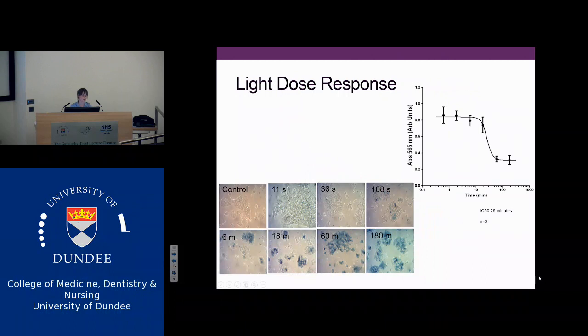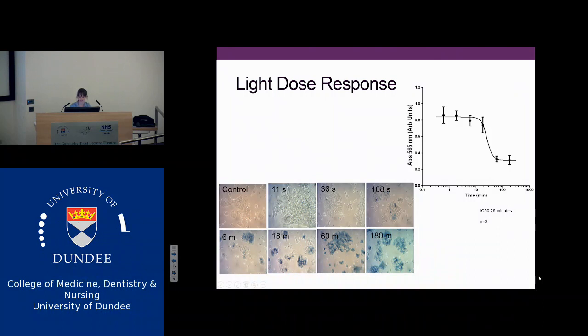We then went on to perform a dose response with increasing exposure of light to the HaCaT cells in methylene blue. You can see from the increasing time that the cells become initially blue in the nucleus, indicating they're alive, and when it becomes minutes, they become more blue throughout, indicating they're no longer viable. With the MTT assay, this can then be plotted as functions of time. The number of viable cells reduces.